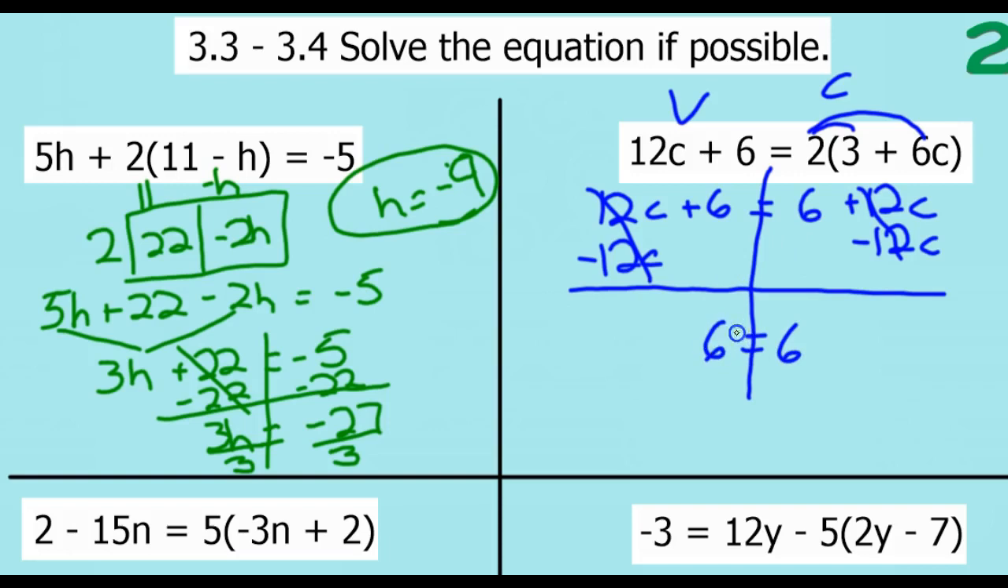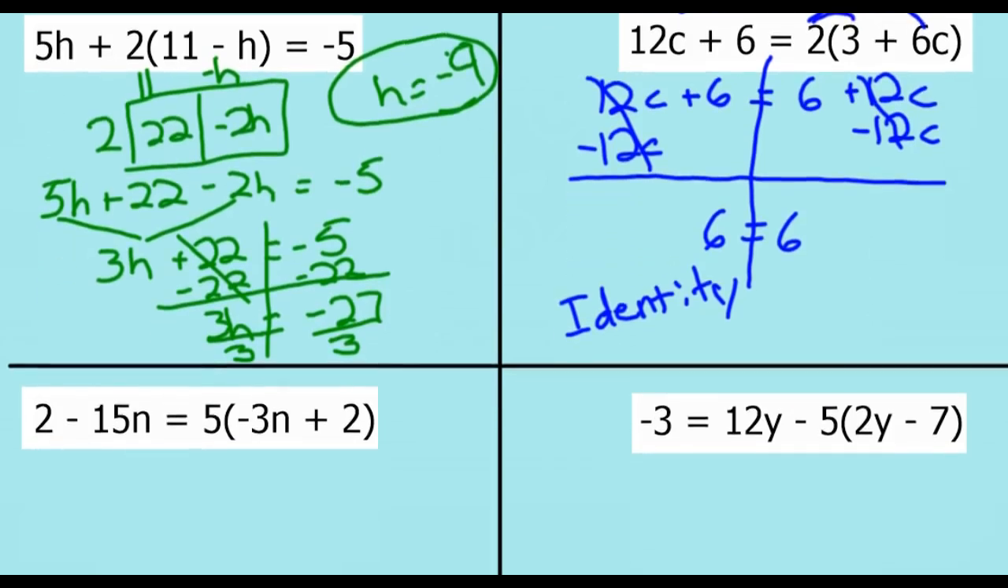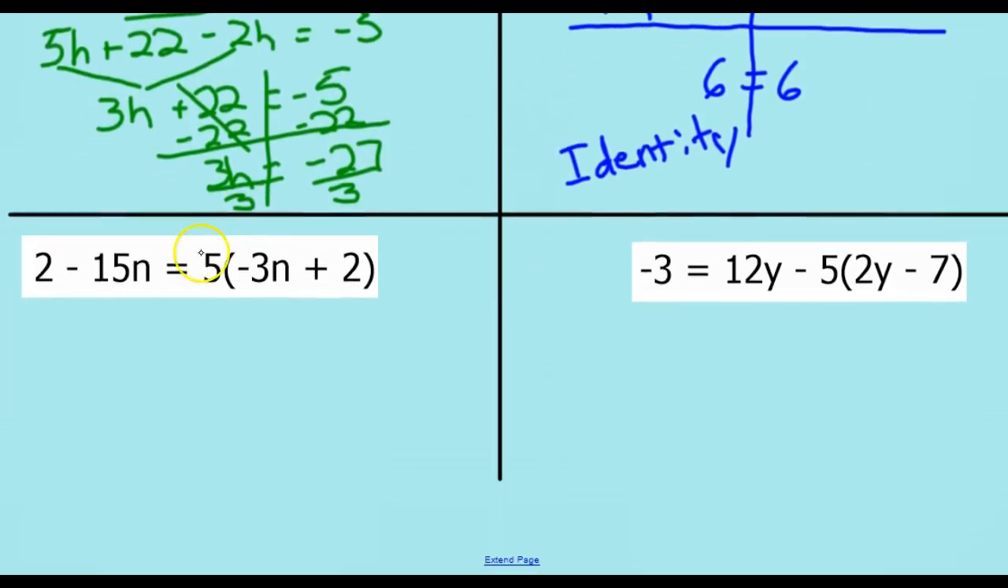Now, what that's called is an identity. An identity means that any real number I could put in for c and the equation would work. Here again I can distribute. I get 2 minus 15n equals negative 15n plus 10.